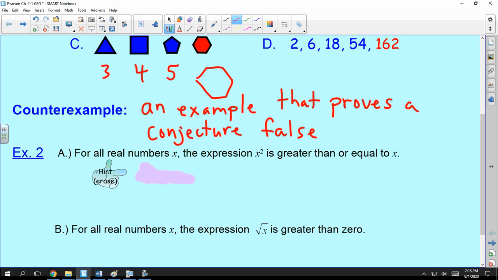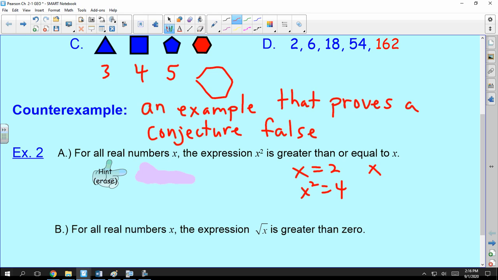So here we're going to come up with some counterexamples. It says for all real numbers x, the expression x squared is greater than or equal to x. So for all real numbers x, if I start trying values like 2 squared is 4, so x squared in that case is bigger than x. If I go x is 2, and x squared is 4, and yeah, it works there. And if I keep getting bigger, 3, 4, 5, that works.